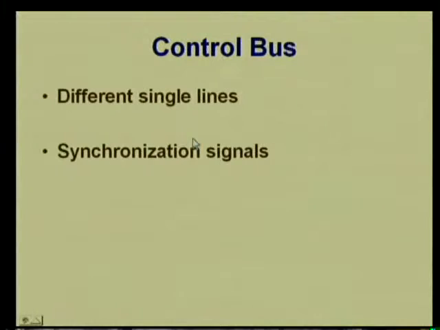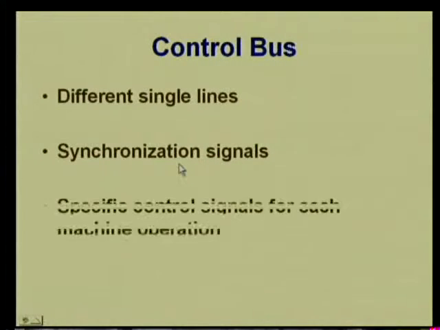Here these control lines, or control bus, are used for generation and sending of synchronization signals. Specific control signals for each machine operation can be provided by the processor. For example, memory read, memory write, input output read or input output write control signals can be sent by the processor over these control lines. So we can say that the control bus consists of independent lines which are used for sending independent control signals from the processor to the peripherals.